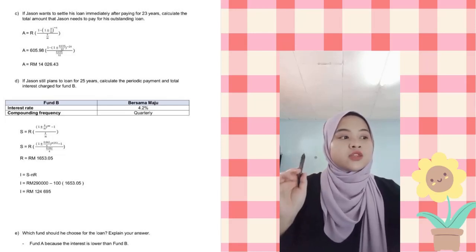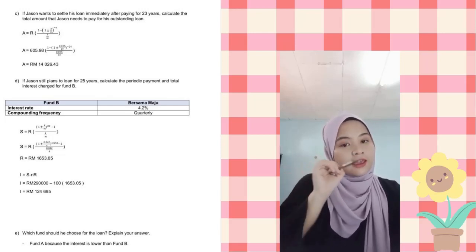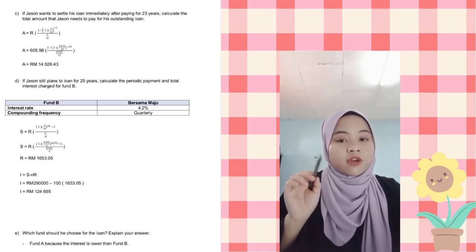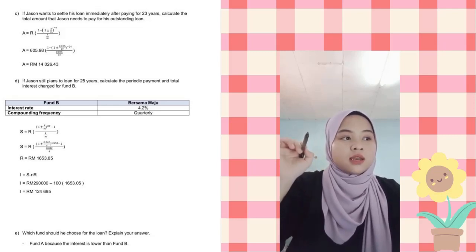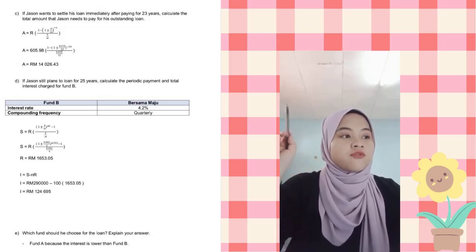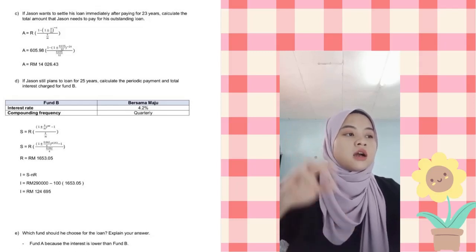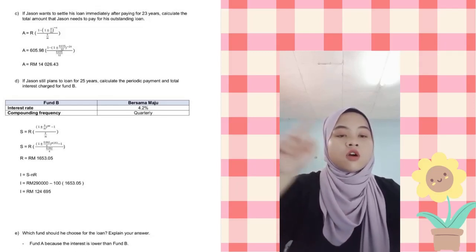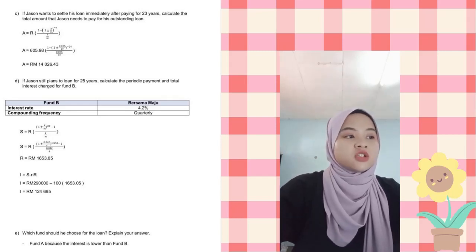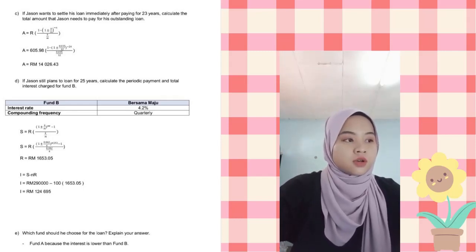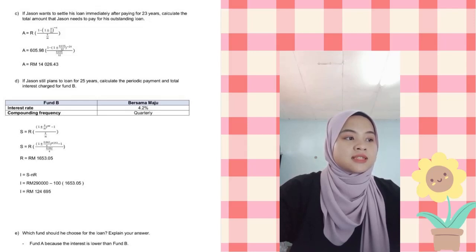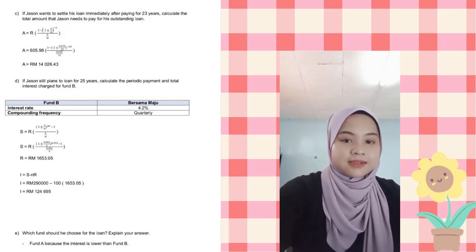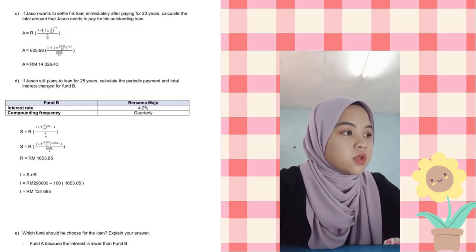So, we need to find A. So, A equal to 605 ringgit 98 cents times (1 minus (1 plus 0.035 over 12) to the power of negative 24) over 0.035 over 12. So the answer is A equal to RM 14,000 and 2,643 cents.